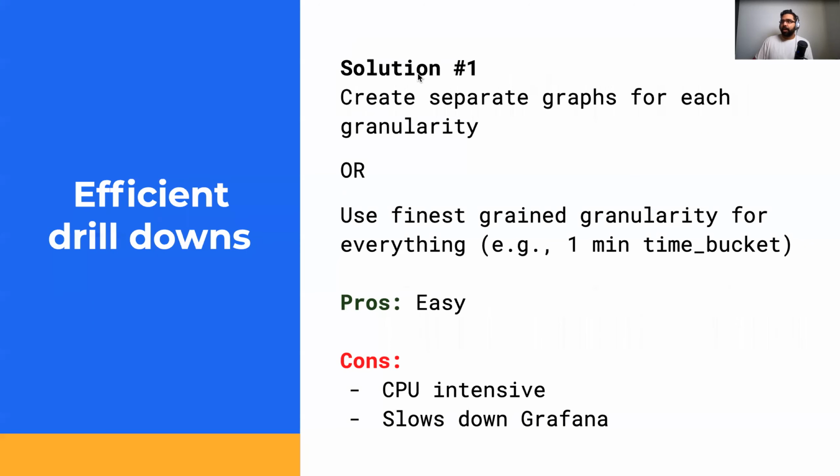Okay, so the basic solution would be to create graphs for each separate granularity, or to use the finest grain granularity for everything. Obviously this is easy, but the issue is that you're going to have a bunch of graphs that show the same thing, just at different granularity levels, so it's duplicated. It's also CPU intensive and can slow down Grafana. And as we just saw, I was waiting there for about a minute for something to load. No one likes to wait for their dashboards to reload. So this is something you can use to make sure that stuff like that doesn't happen.